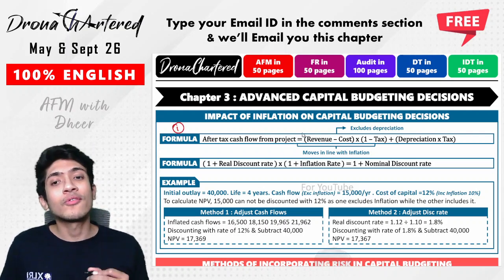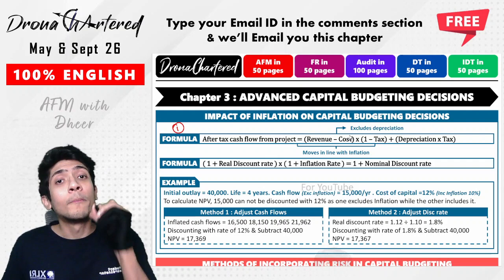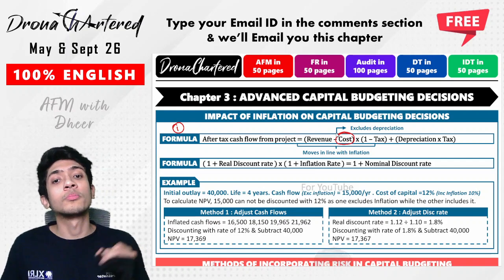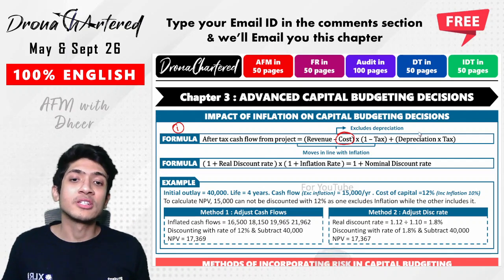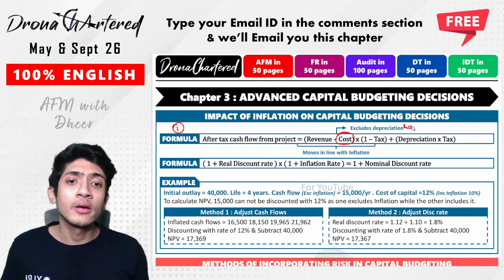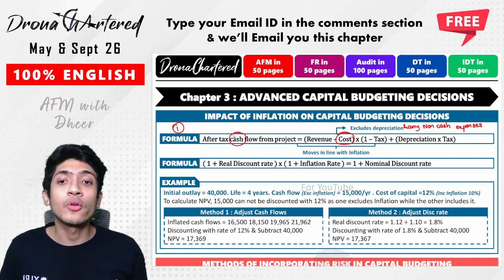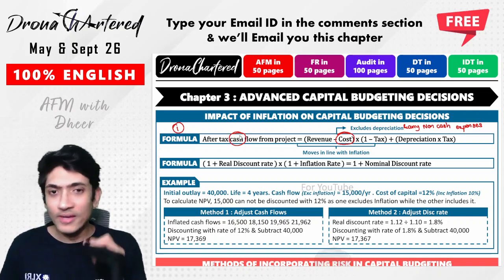If you want to calculate the after tax cash flow from a project, what do you do? You will do revenue minus cost, but do not subtract depreciation from this. So it excludes depreciation. Basically, exclude depreciation and any non-cash expenses. Is that clear? Because what we are trying to achieve is cash flow, and since depreciation is a non-cash expense, therefore we are not subtracting it.